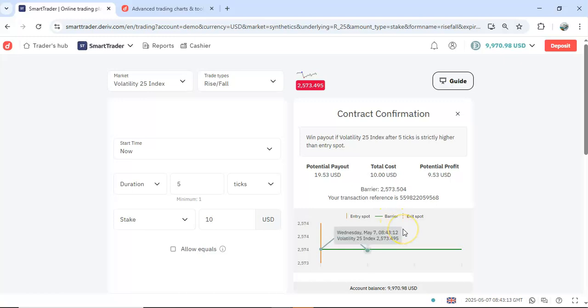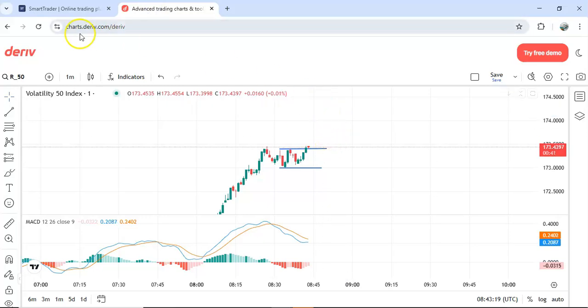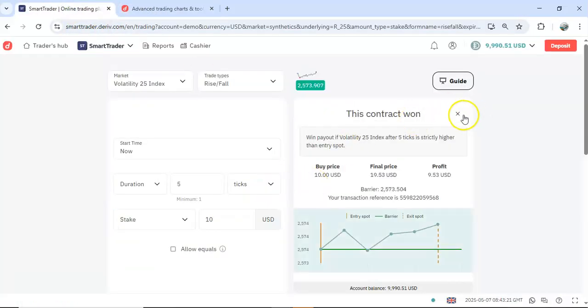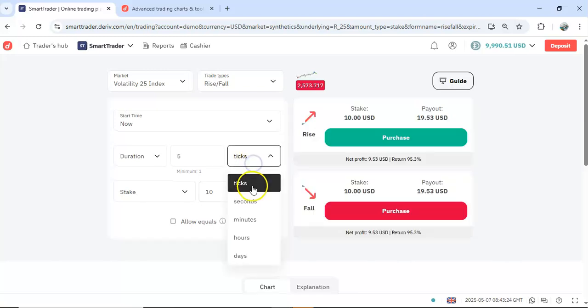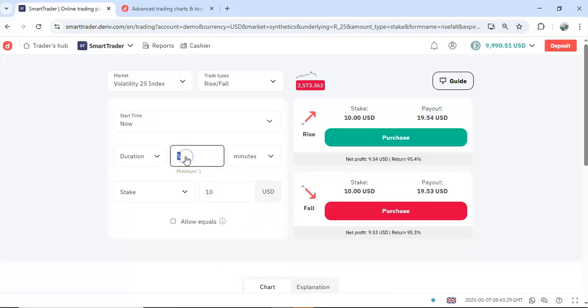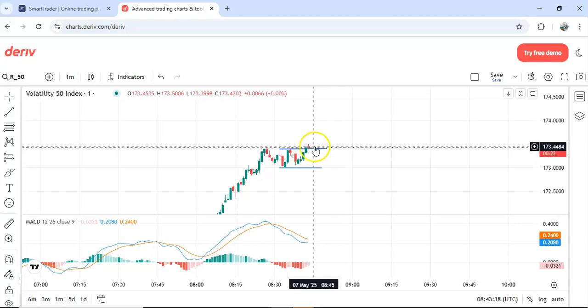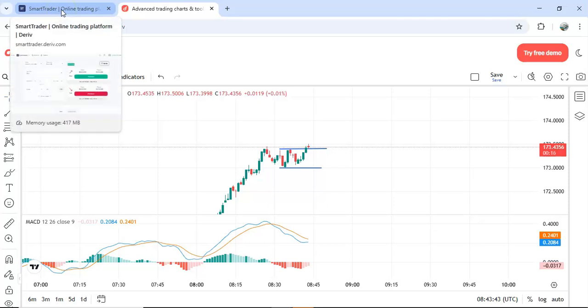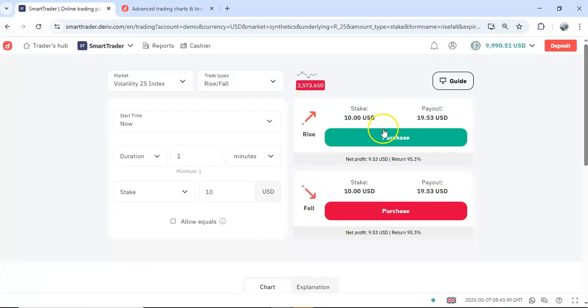So let's wait. Oh, I have entered 5 ticks. So I wanted to use 1 minute, but let's see how it goes. Because the market, it's a bit unstable, but it's still a win. Let me enter 1 minute. Okay, so like that. So also you can choose to look at the worm so that it can show you the direction of the market.